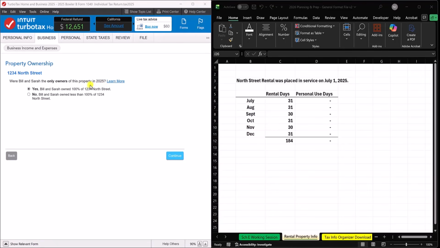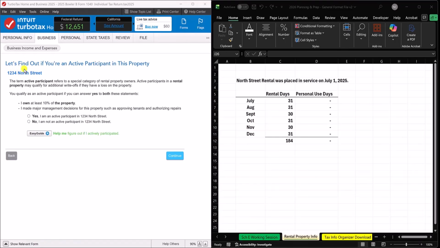Now, just to be clear, this is not talking about the previous owners from whom Bill and Sarah purchased this property in order to turn it into a rental. What they're talking about here is during the time that you rented the property, did you own 100% of the property, as opposed to owning it in conjunction with somebody else, like in a partnership or with multiple partners. If you owned this property with multiple partners, then we would be required to allocate income and expenses between various people or parties. For this example, we're just going to assume that is not the case, so we will say that yes, Bill and Sarah owned 100% of the North Street property.